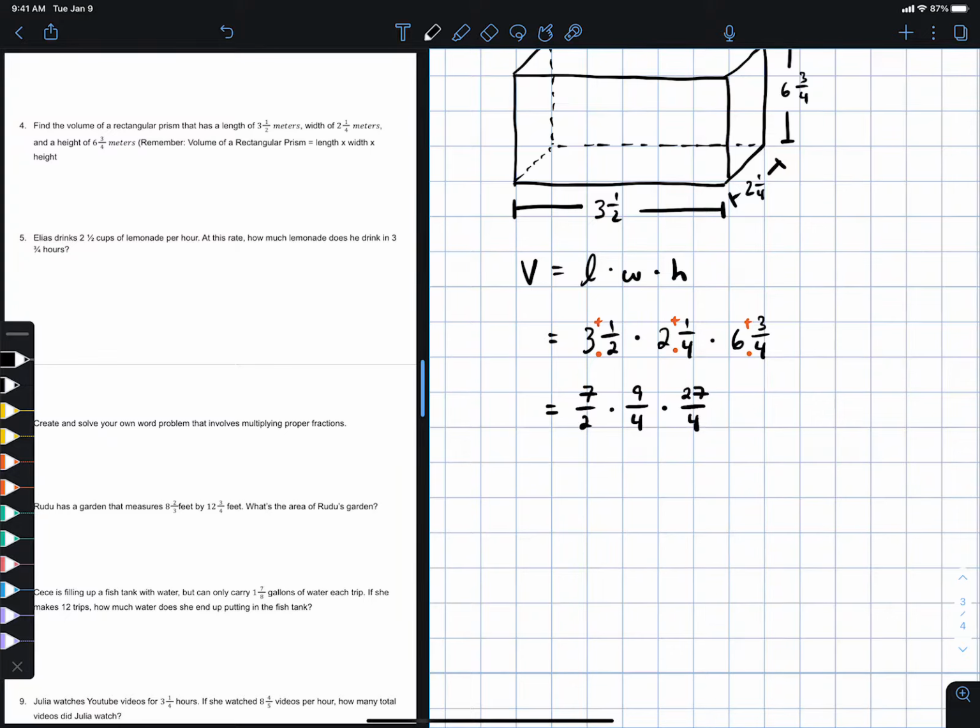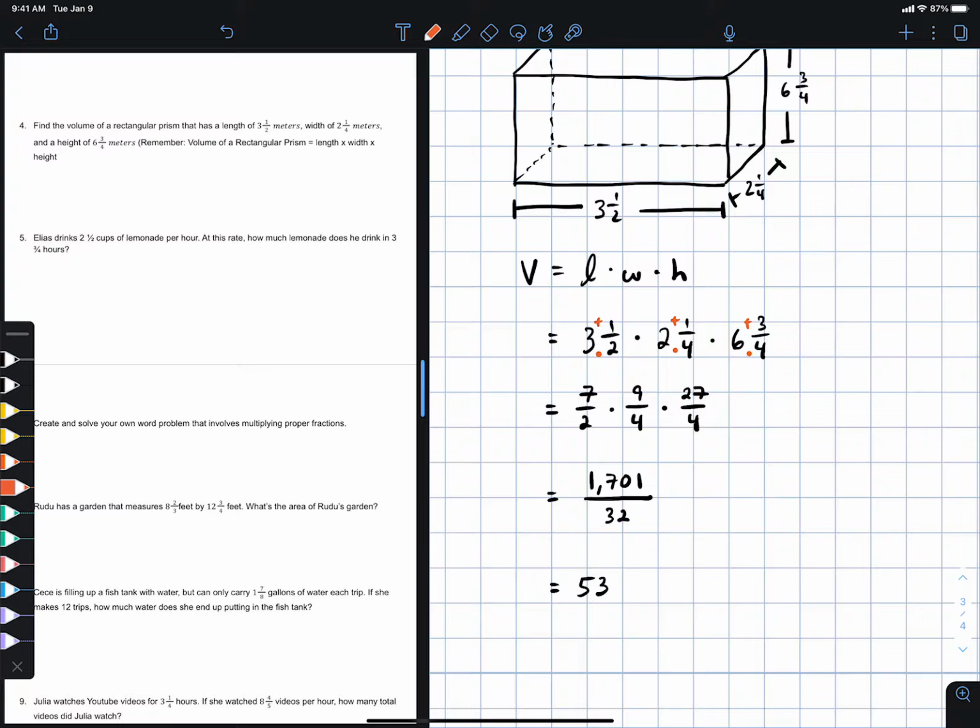Now this one looks pretty bad because we can't cross cancel. I don't see anything in common. So 7 times 9 on top is 63. 63 times 27 should be 1,701. And on bottom, 2 times 4 is 8, times 4 is 32. Now, how many times does 32 go into 1701? Not 60 times. I think more in the 50s. Should be 53, I believe.